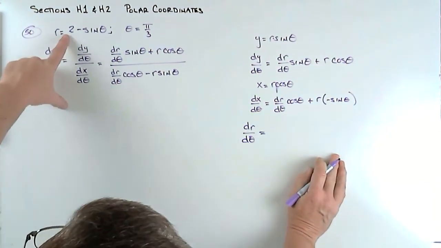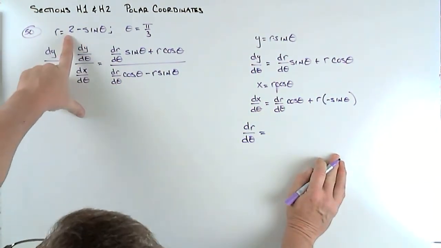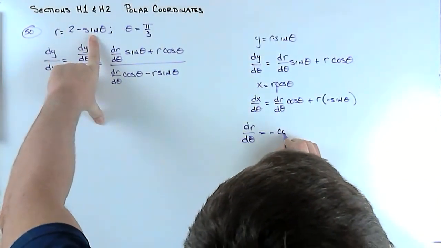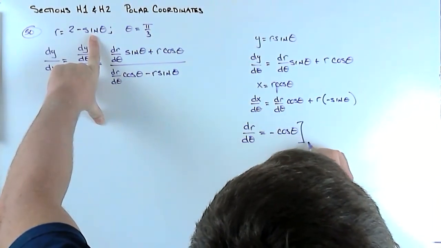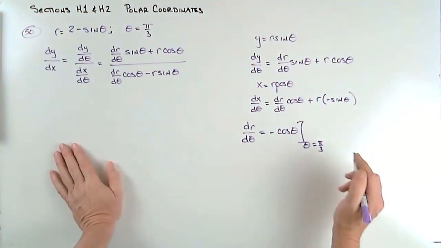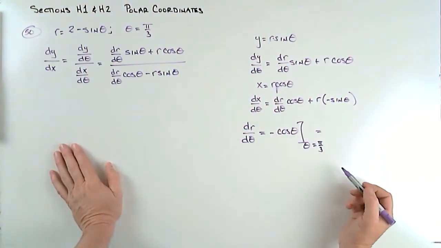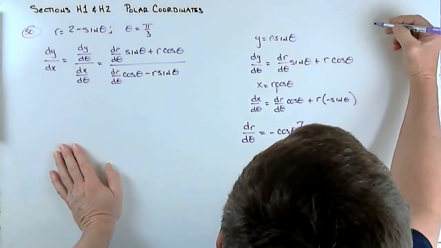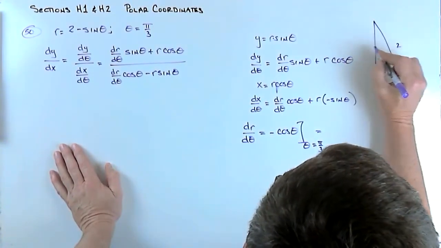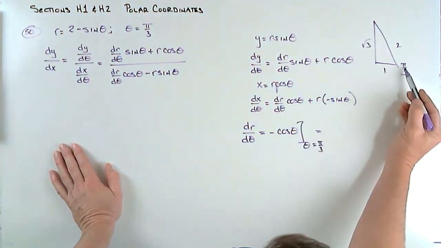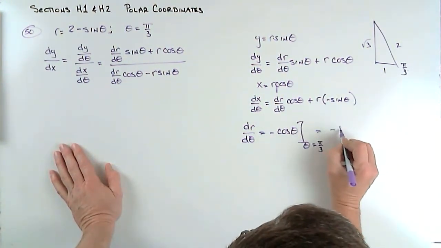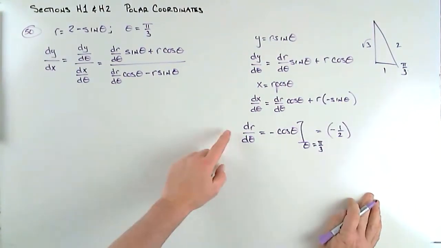Dr d theta for us is the derivative of this in terms of theta. The derivative of 2, that's a constant, that's 0. The derivative of sine is cosine, so this is going to be minus cosine of theta. Now we're going to want to evaluate that at theta equals pi over 3. And again, if you can't remember, you can always just draw your triangle. Here's pi over 3. That's 1, 2, square root of 3. The cosine is going to be adjacent over hypotenuse. That's going to be a half. And we have a negative sign, so we're going to get negative 1/2 for dr d theta.